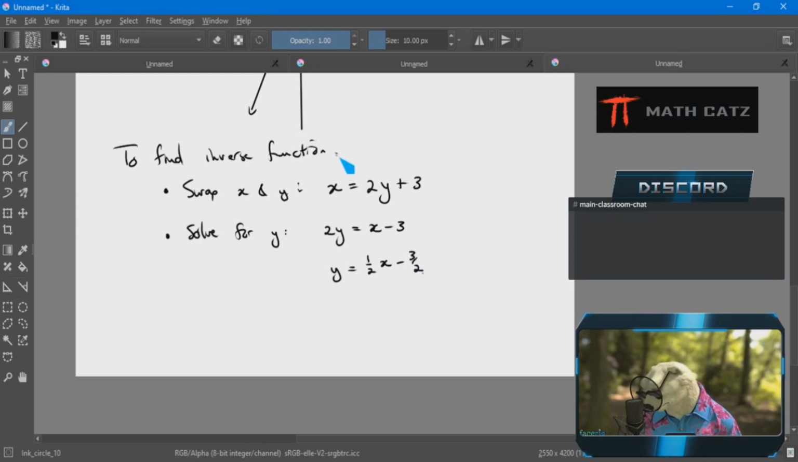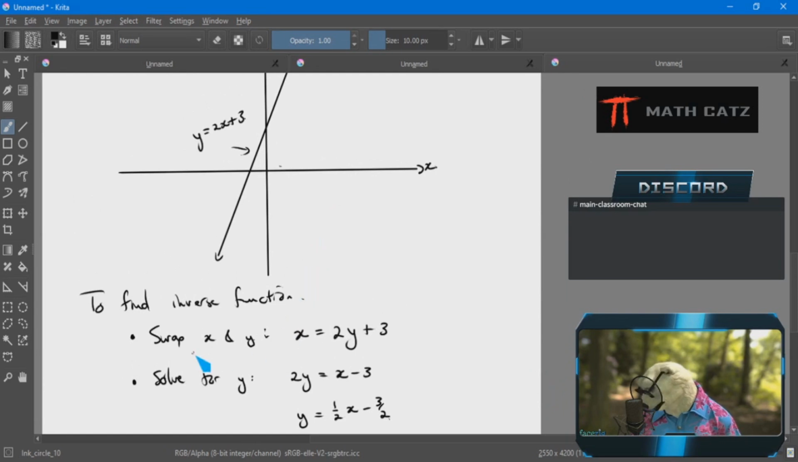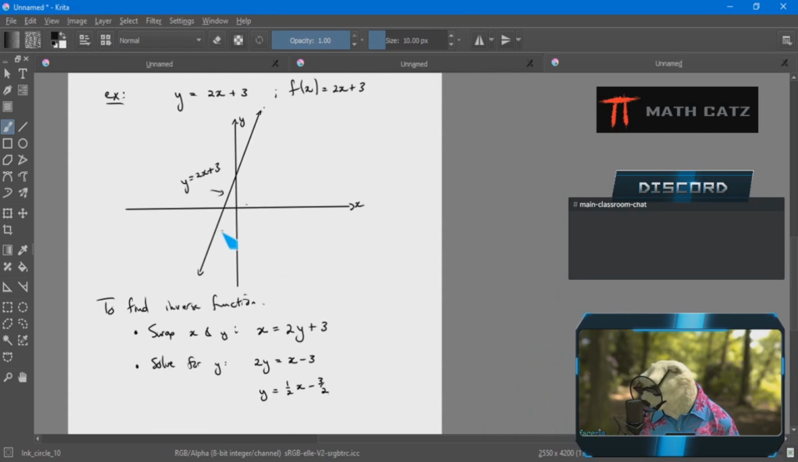Let's graph that. I'm gonna zoom out just a touch. So let me graph that. Roughly over there. So this is now the line, y equals 1/2 x minus 3 over 2.